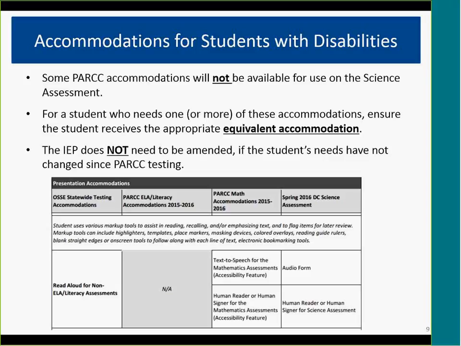So just to provide an overview, there are some PARCC accommodations that are available for use on the DC Science assessment. For a student who needs one or more of these accommodations, it's important that there is an equivalent accommodation provided, and where there are confusions about that, the crosswalk should be used, and so should Part 1 and Part 2, Part 1 of our Testing Accommodations Manual. In these cases, the IEP does not need to be amended for the student if its needs have not changed since the PARCC testing.